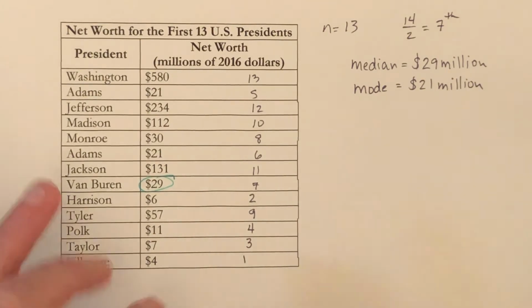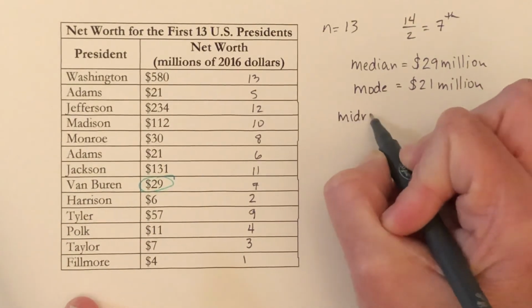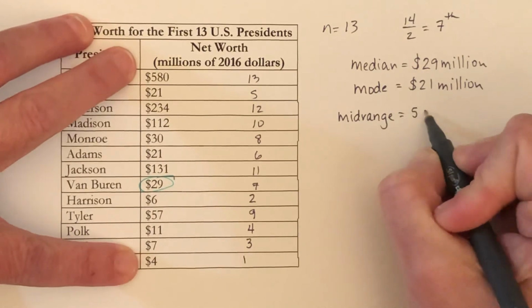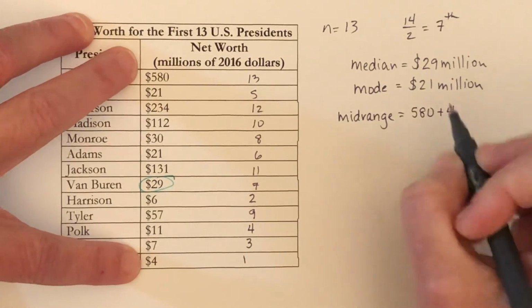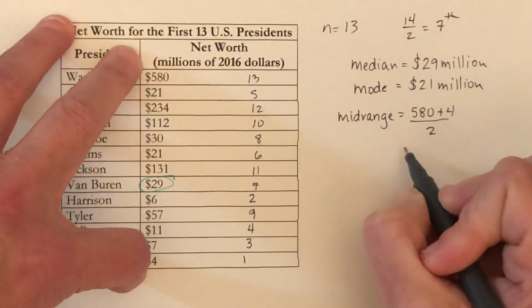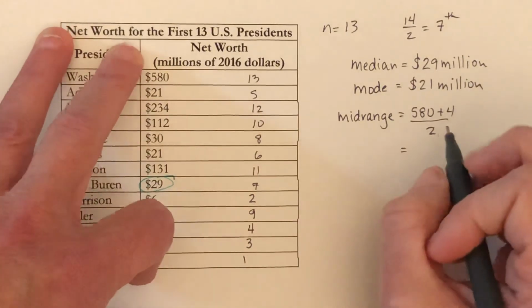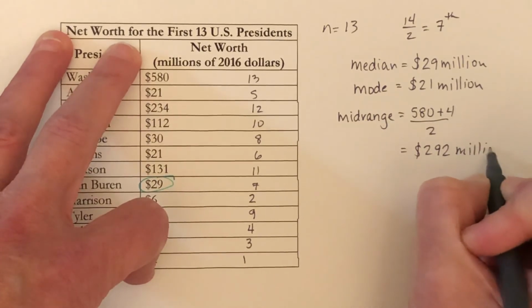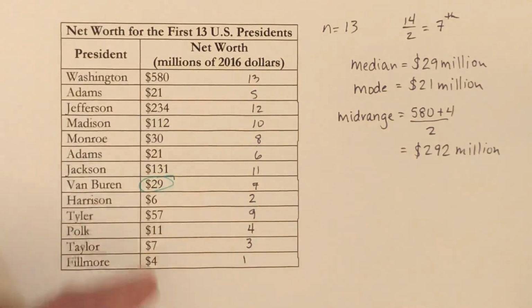Okay, let's do mid-range. My smallest and my largest, 580 plus 4 divided by 2. That mid-range will be 292 million. That seems way off, doesn't it? But if you look at this and just glance at how few three-digit numbers we have on this list and how big those three-digit numbers get, those are some outliers. They're having a very strong influence on the mid-range.